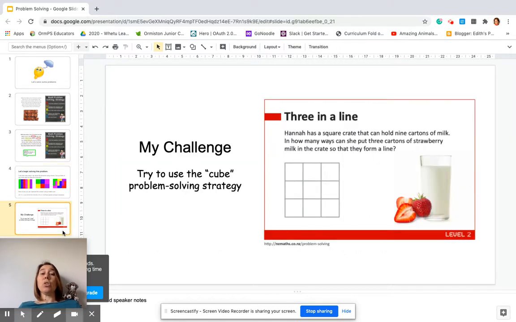My challenge to you is to try use the CUBES problem solving strategy and solve this problem.